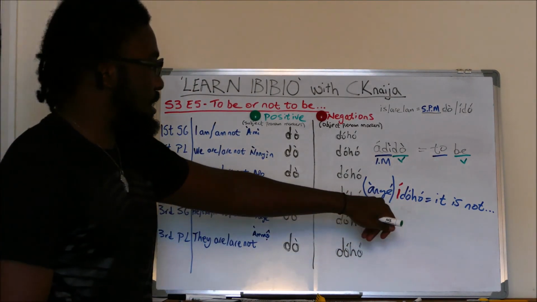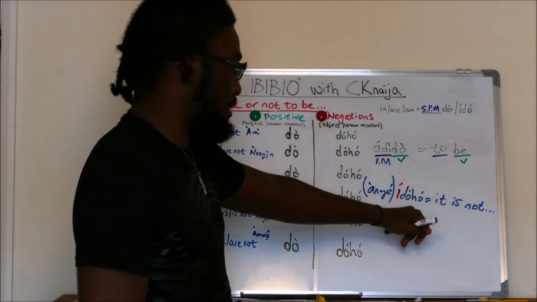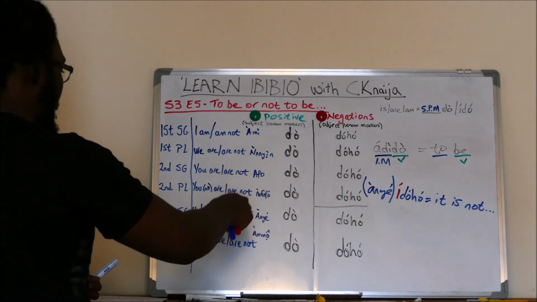So now that we've seen the positive and the negative side of saying something is and something isn't, we can fill that in here.